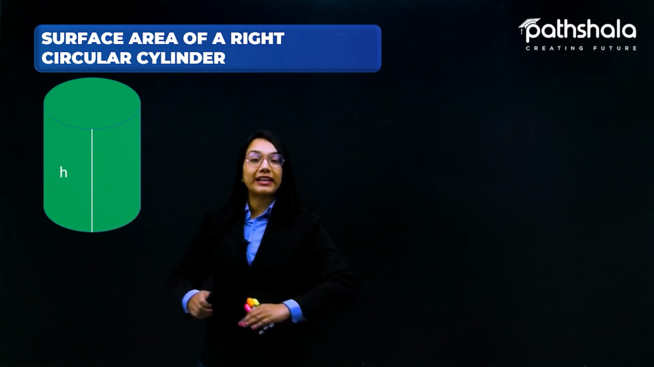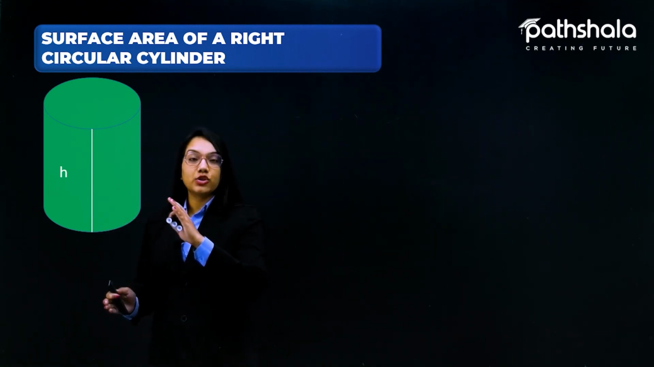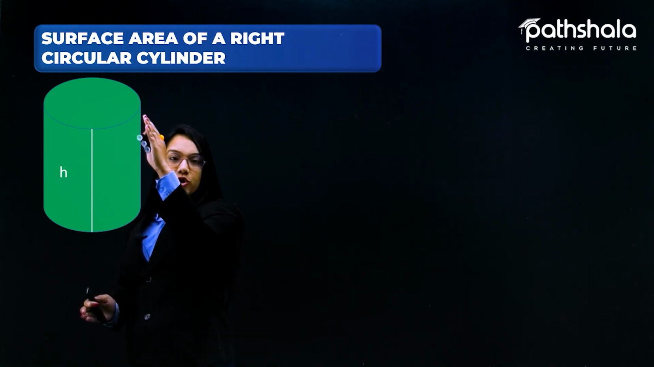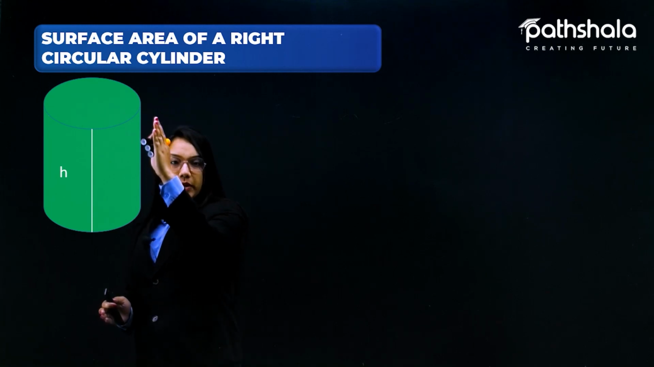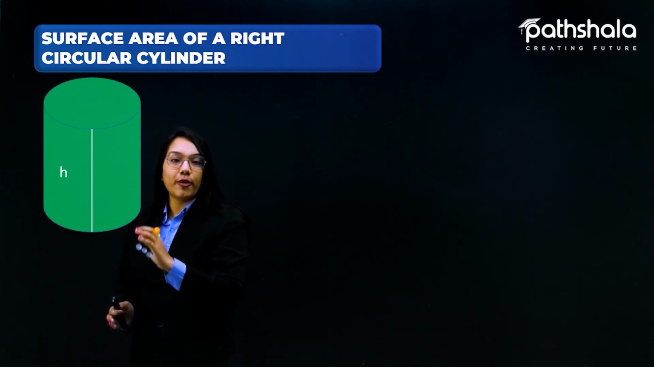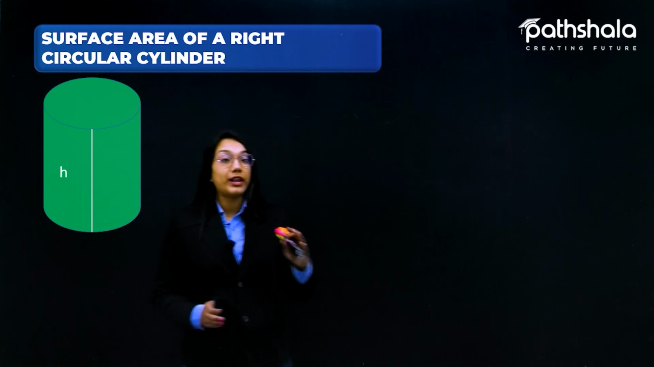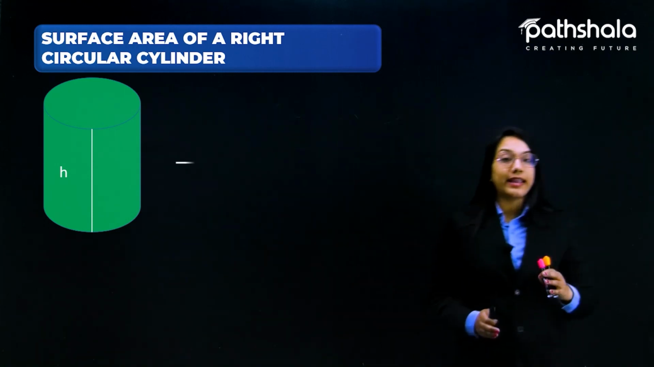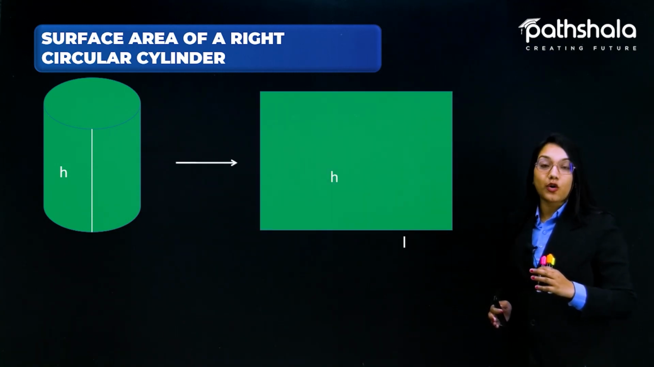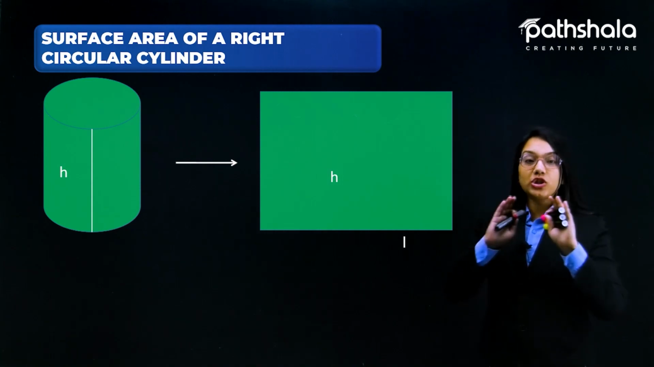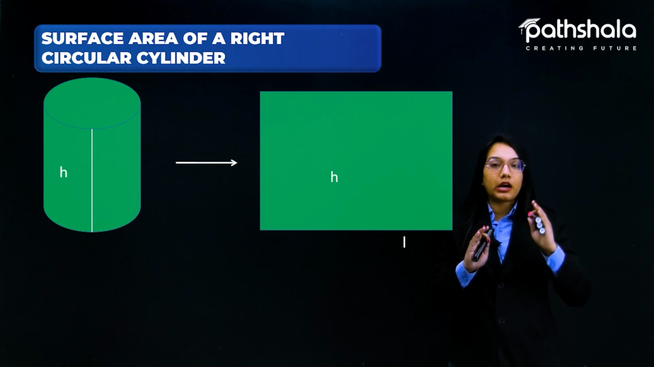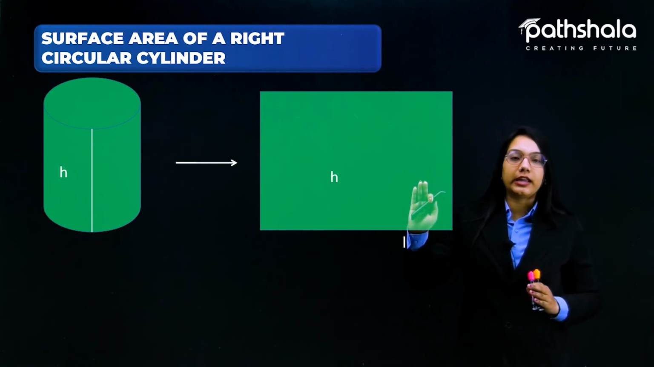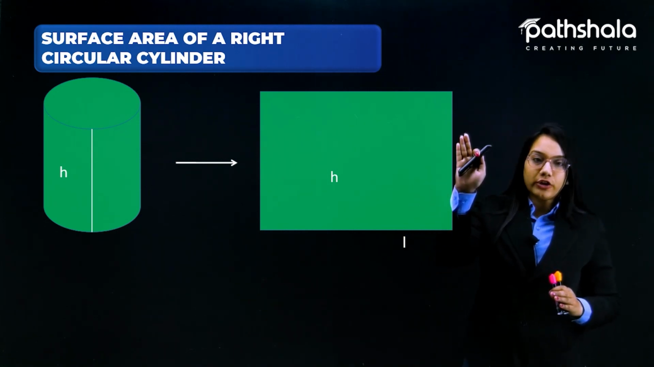Suppose I cut it along its height. What will I get if I talk about this particular section only? If I cut it from this section, I will get a surface of this type. As you can see, if I talk about its curved area and cut it along its height, I will get an area of such a type.